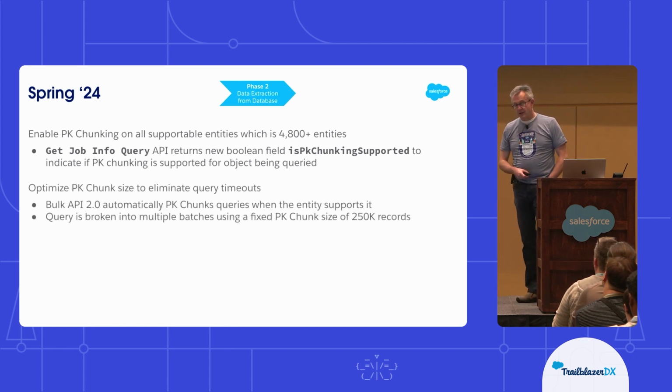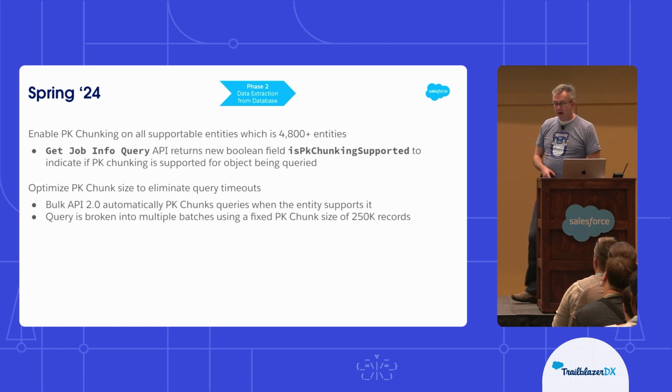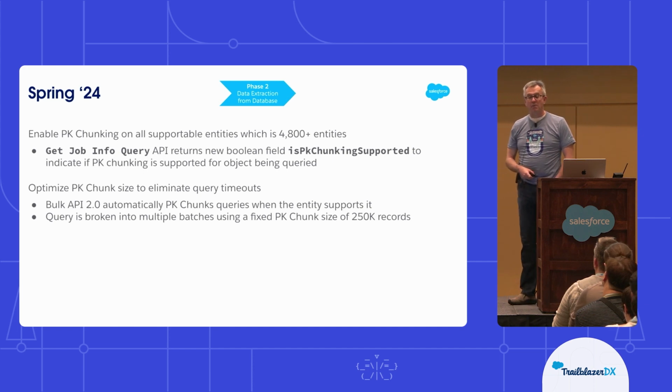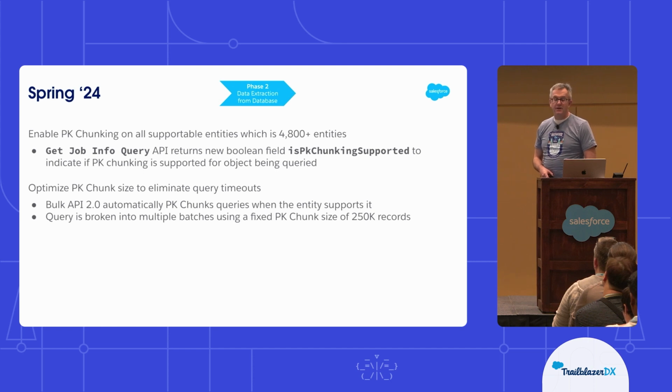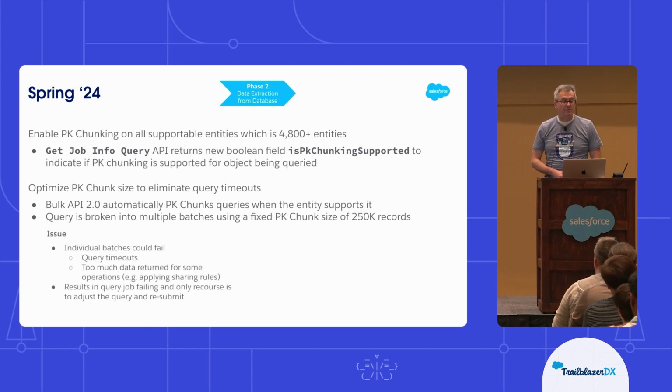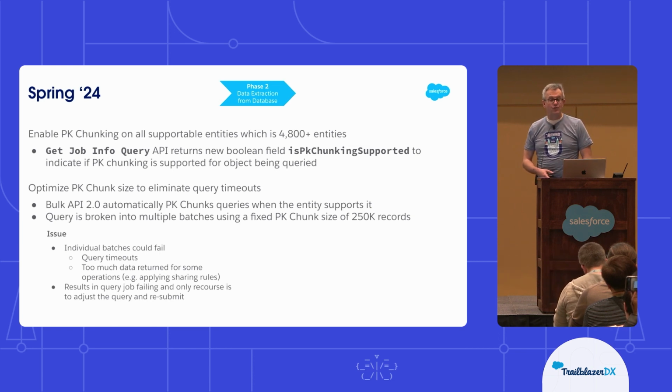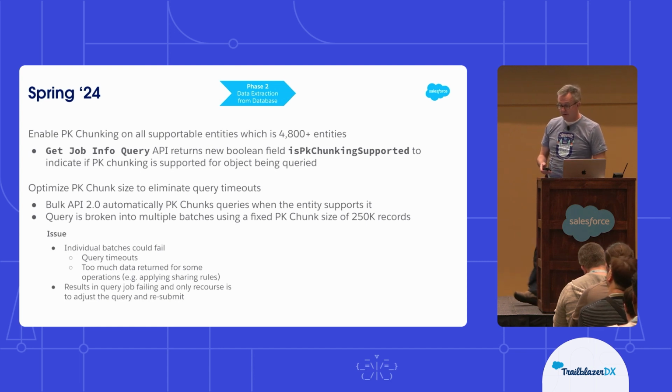The major enhancement we've done in this release is that we've optimized how we process these PK chunk batches. As I mentioned, we take these batches, they're 250K records, and we would execute them. And sometimes we would find that they would fail. For example, the query could time out against the database, and we would retry up to a maximum of 15 times. Or we came across one example where there was too much data being extracted and the sharing rules were failing. And basically, it means the entire query job fails, and you have to resubmit that as the user.